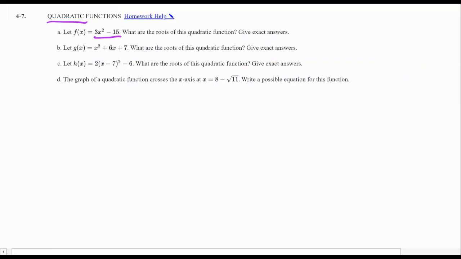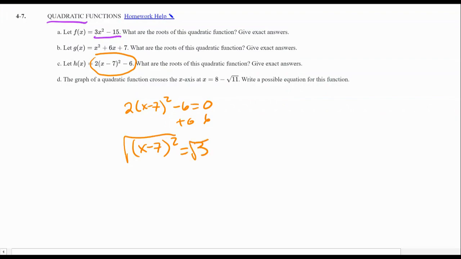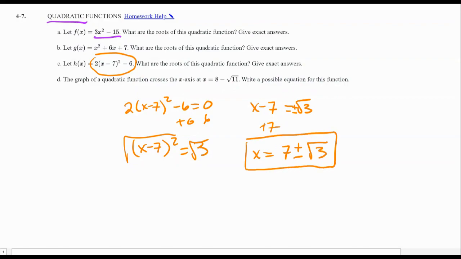So instead I have to set this whole thing equal to 0 and solve. So 2 times (x minus 7) squared minus 6 equals 0. Add 6, then divide by 2. 6 divided by 2 is 3. Now I take the square root of both sides. I get x minus 7 equals plus or minus the square root of 3. I add 7 to both sides, and so my two solutions are 7 plus or minus root 3. Those are my two roots for this one.